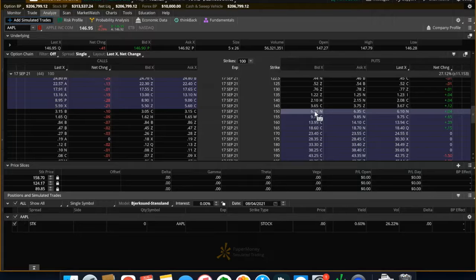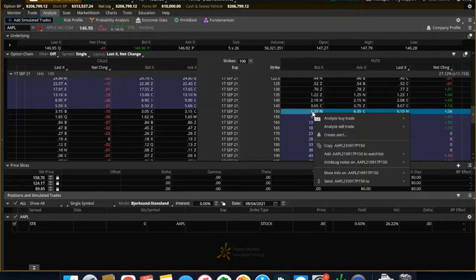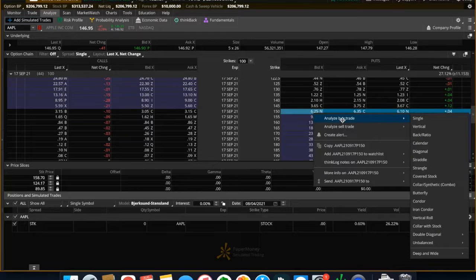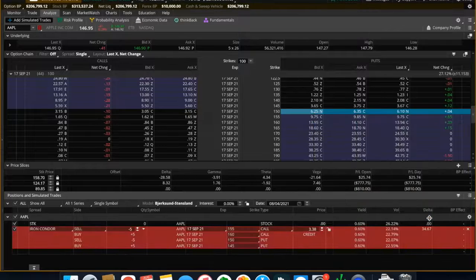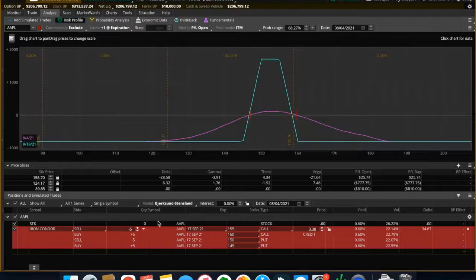Let's look at something a little more complicated, and you don't need to know how to do this at all. We're just going to look at what the graph looks like, and we're going to do something kind of crazy. We're going to look at what an iron condor looks like. Okay, so here's an iron condor, a fancy name for a position that looks like this. All right, so here we are, an iron condor.